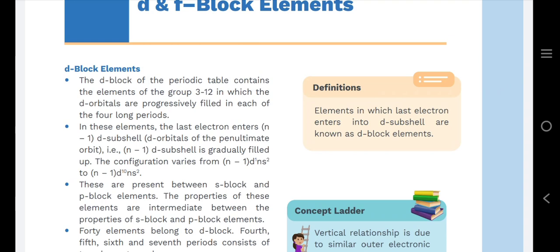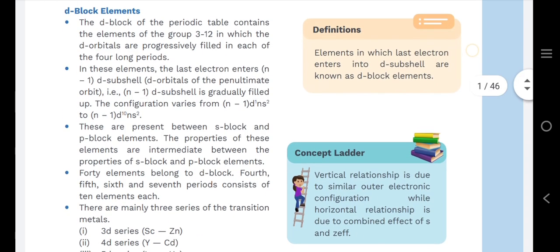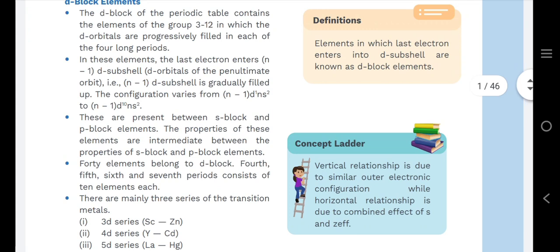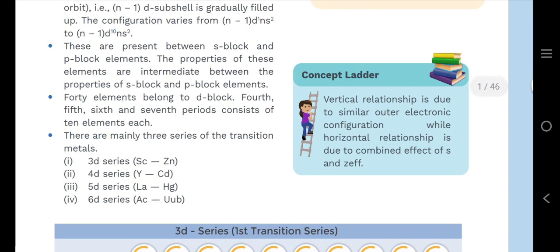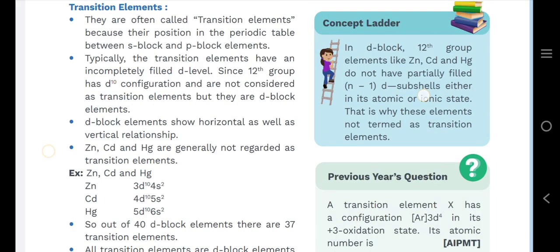These are present between s and p block elements. The properties of these elements are intermediate between the properties of s block and p block elements. 40 elements belong to the d group. The 4th, 5th, 6th and 7th periods contain 10 elements each. There are mainly 4 series of the transition elements: 3d series, 4d series, 5d series and 6d series.